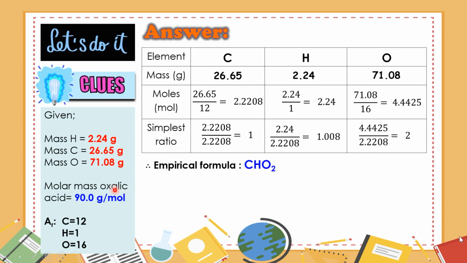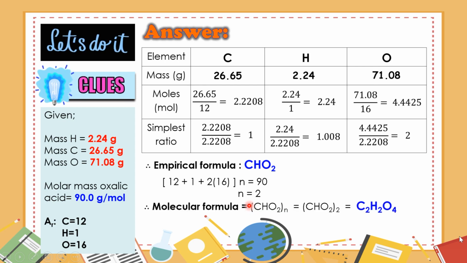Okay, based on the question, it's already given to you the molar mass of oxalic acid. Therefore, you have to find out the value of n. So, from the calculation, the value of n is equal to 2. Molecular formula, we can calculate by substituting the value of n equals 2 into the empirical formula. Therefore, the molecular formula of oxalic acid is C2H2O4.